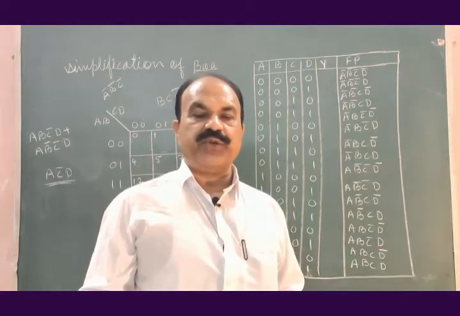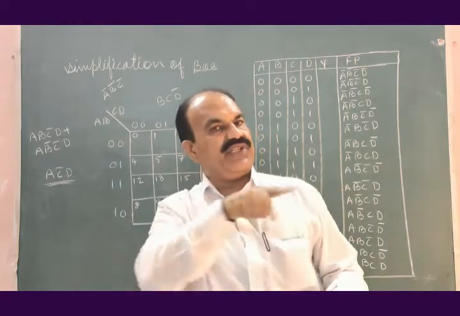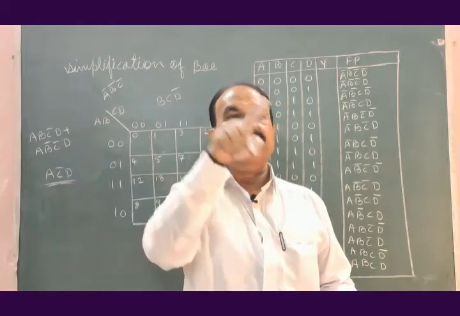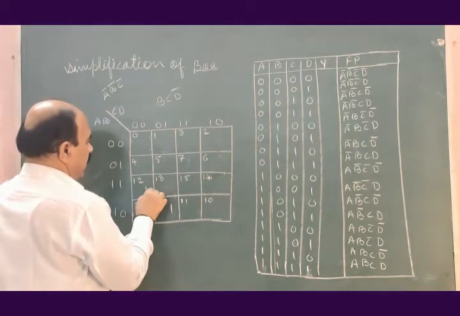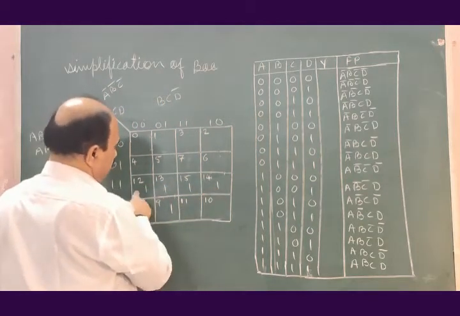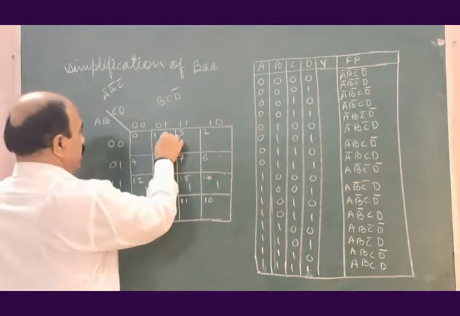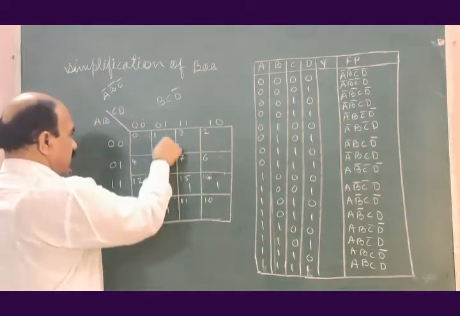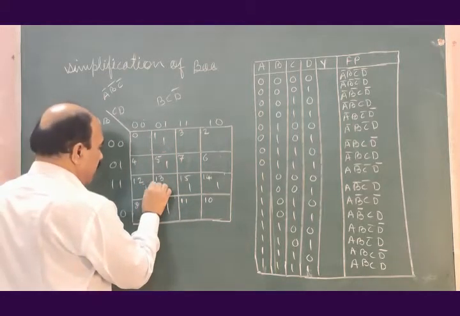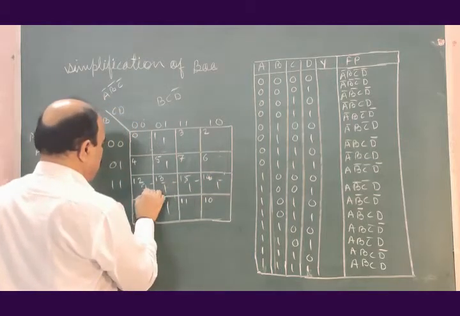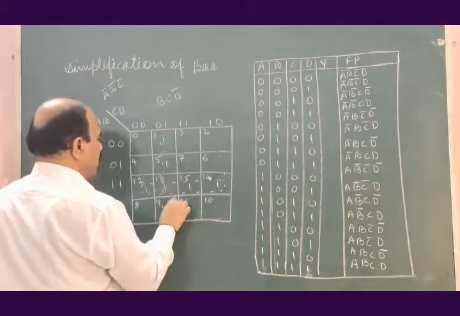The four ones should be adjacent to each other vertically. They may be adjacent to each other horizontally. They may be adjacent to each other in a square. This way: 1, 1, 1, 1. This will form a group of four ones. This is also a group of four ones. This is known as a quad. This is also known as a quad.